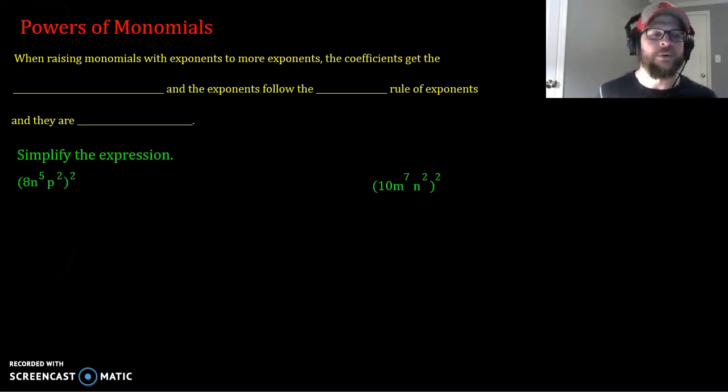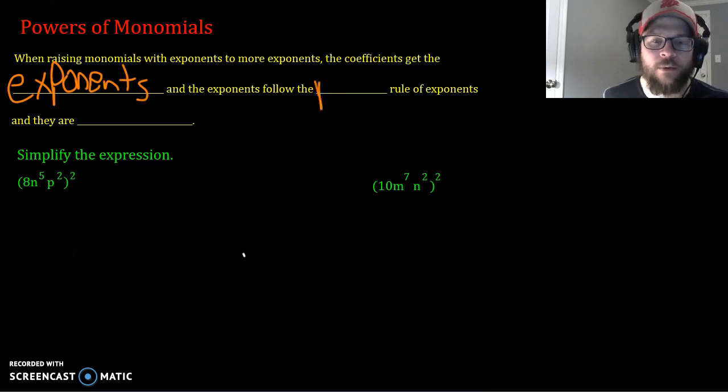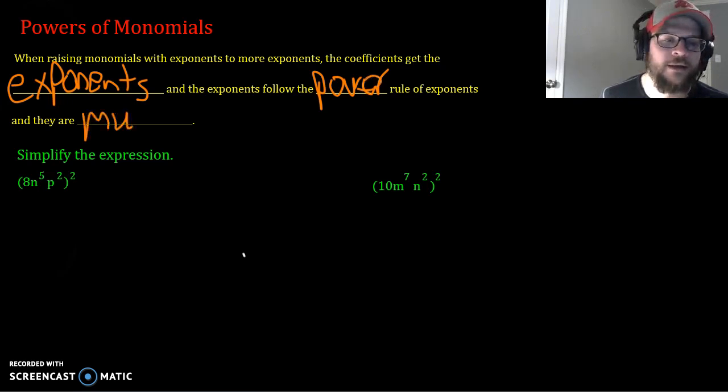Alright, in this tutorial we're going to go over how to simplify expressions using the powers of monomials. Whenever you have powers of monomials, it just means you're taking a monomial to an exponent and then raised to another exponent outside of that. So those coefficients get the exponent just like regular, and then the exponents follow the power rule of your exponent properties, and they are multiplied together.